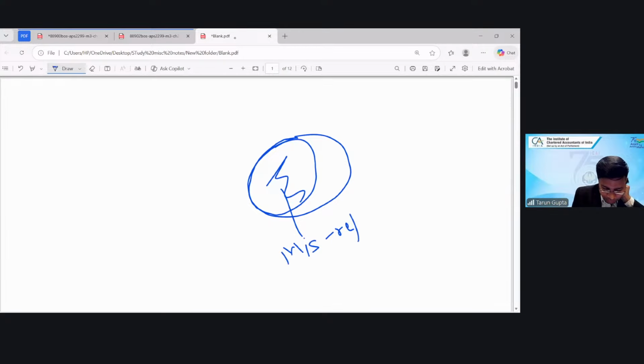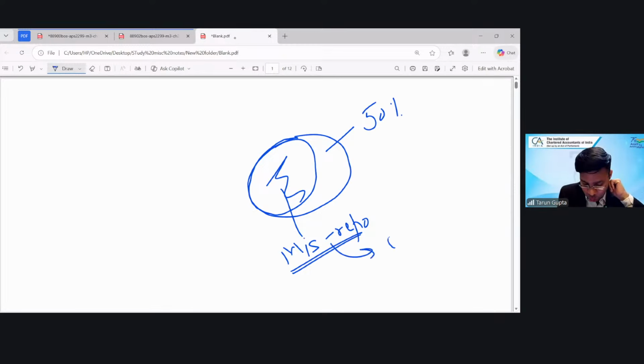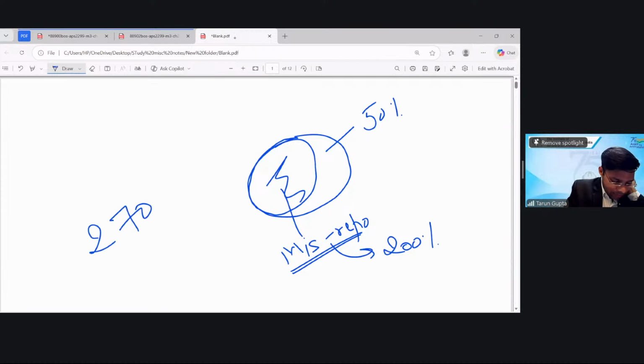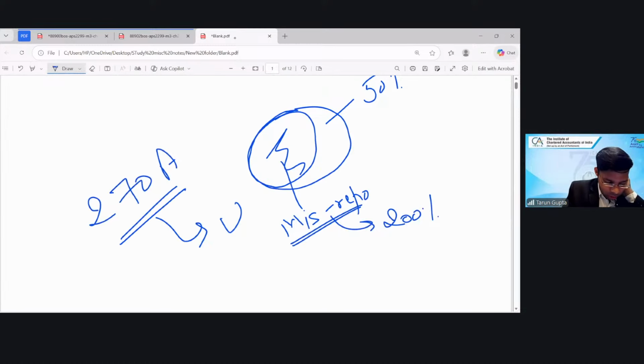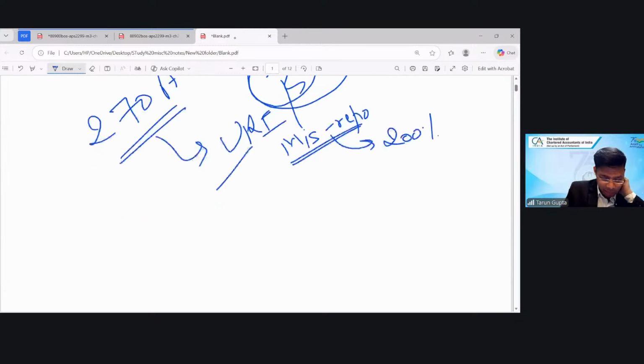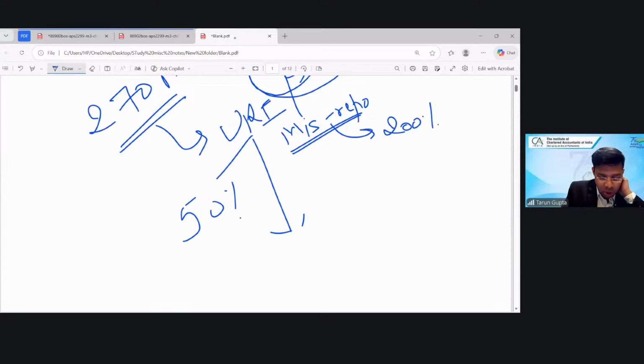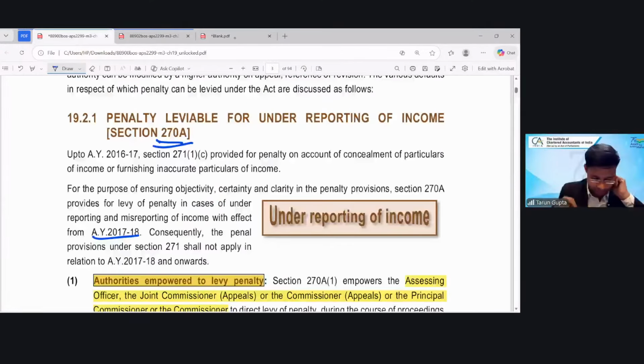And the penalty on underreporting of income is 50% of the tax amount, the tax on this underreporting. So penalty is always as a percentage of tax. But if the underreporting is as a consequence of misreporting, then the penalty is 200% of the tax amount. Okay. So under section 270A, the penalty levied for underreporting of income, URI, is 50%. But if the URI is because of misreporting, then the penalty is 200%. So you're with me, my friends? Yes, sir. We are with you.